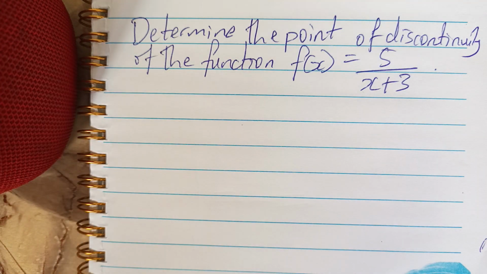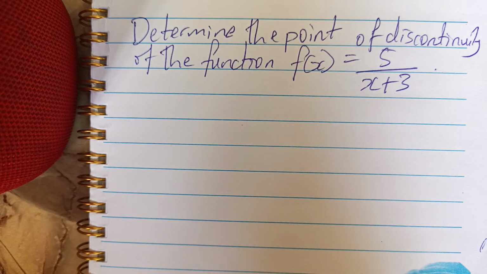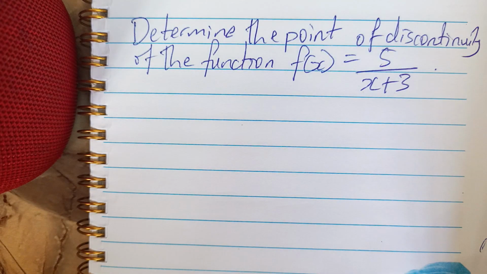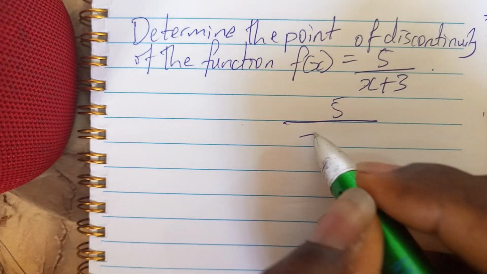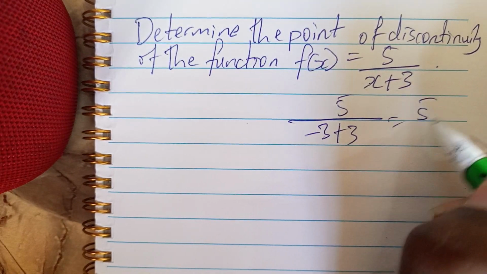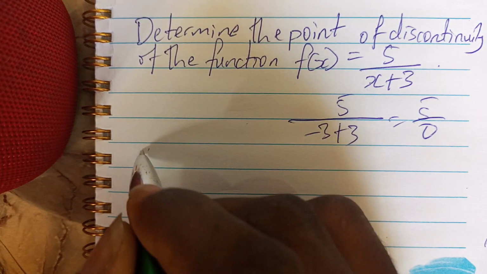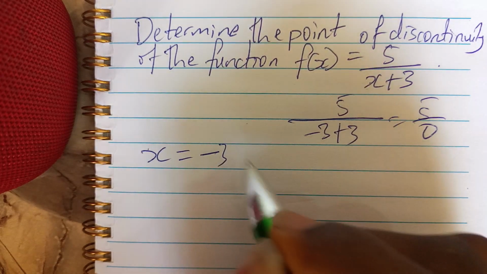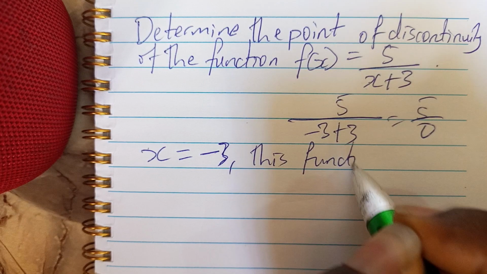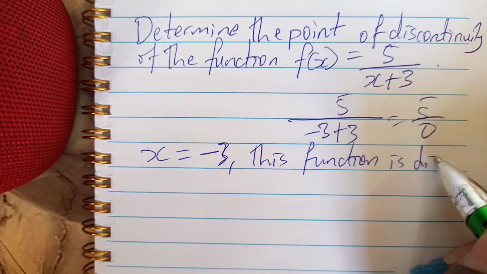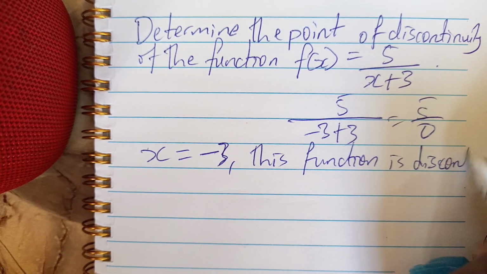So for a function to be said to be discontinuous is when the denominator of that function is equal to 0. Alright? So anything over 0 is discontinuous for a function. 100 over 0 is discontinuous. Are we together? So the only thing that will make this 5 over 0 is when you put minus 3. So that's simply 5 over minus 3 plus 3, that is 5 over 0. So at the point whereby x is minus 3, this function is discontinuous.